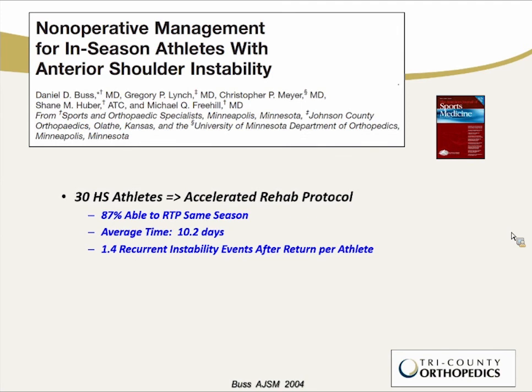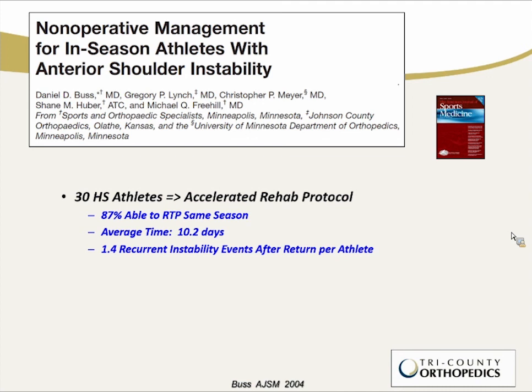There's not a lot of studies about in-season management, but the first one, believe it or not, was not long ago. Dan Buss looked at high school athletes, out in Minnesota, and he did no immobilization, immediate range of motion, and strengthening as soon as they had pain-free range of motion, an accelerated rehab protocol, brace plus or minus, and back in. He reported 87% of his athletes were able to get back the same season.